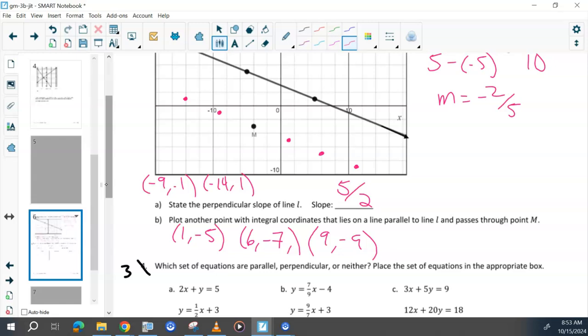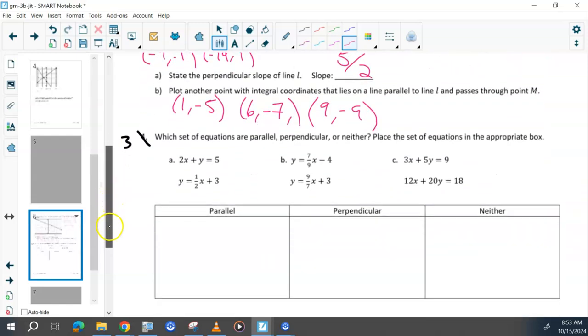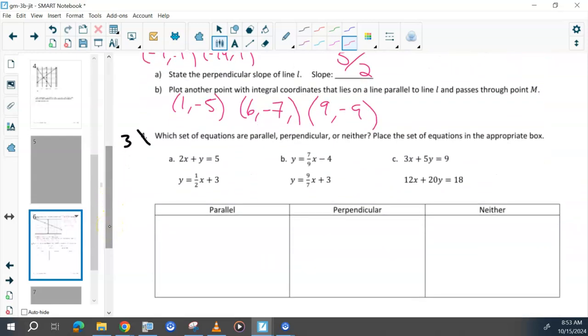All right, and then moving on to number 3. So we have to decide which of these sets is parallel, perpendicular, or neither. So this one is already solved for us. These are not parallel, they're not the same. These are reciprocals, but one is not negative, so these are neither. You can write the equation or just write the letter.